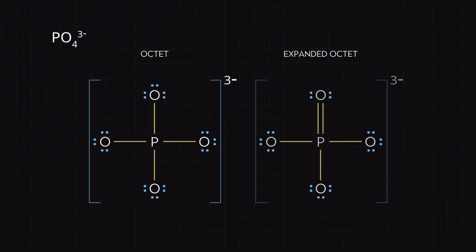Let's use the example of this phosphate ion. This ion is all through our bodies, so it's super important in biochemistry. Here are two candidate Lewis structures. Both obey the octet rule, but one uses an expanded octet for phosphorus and the other doesn't. We can decide which is better by using formal charge.